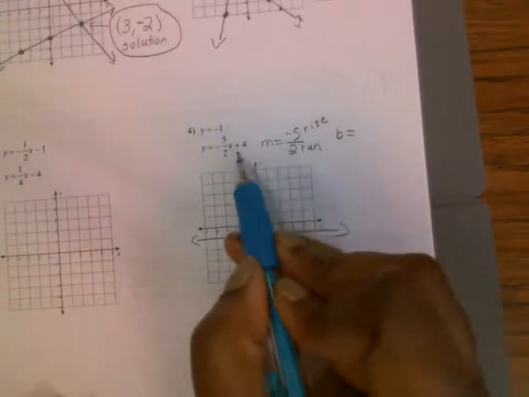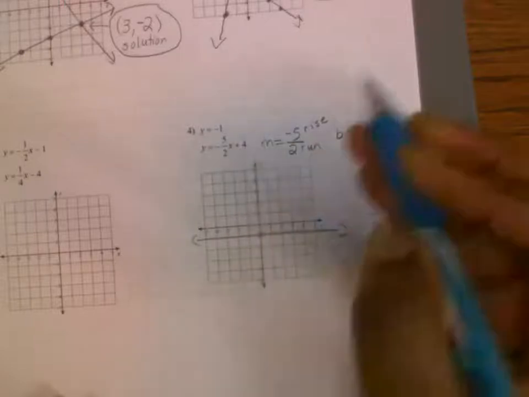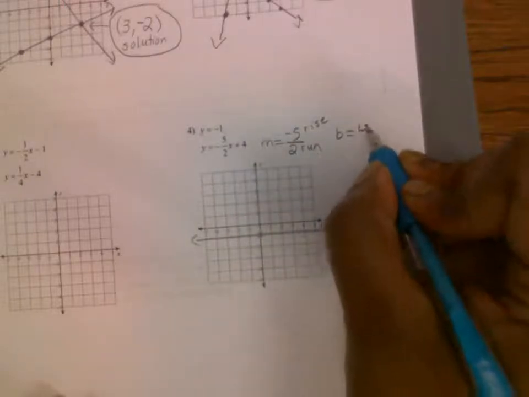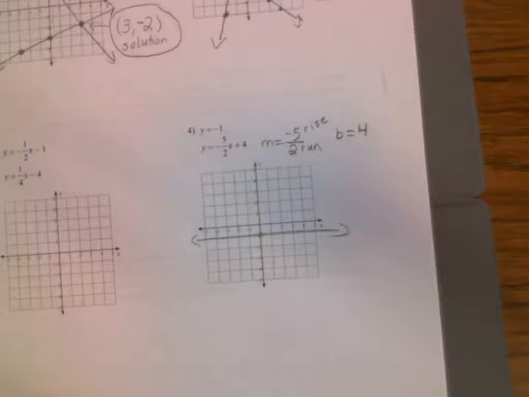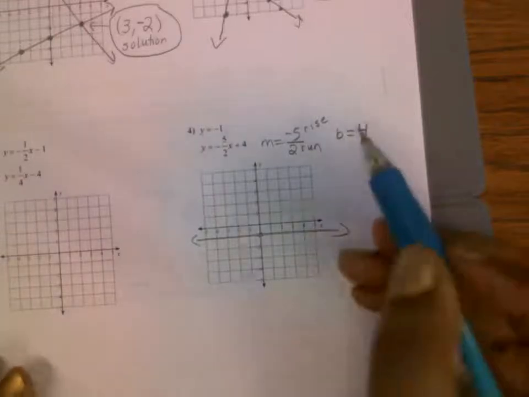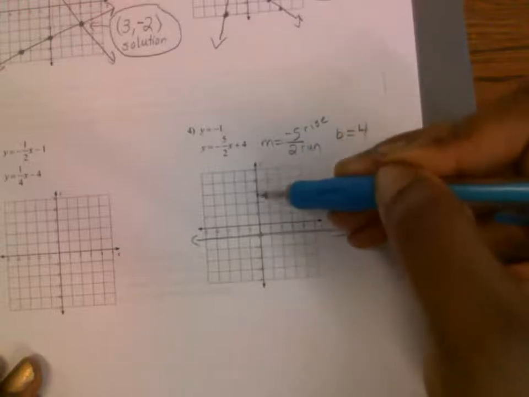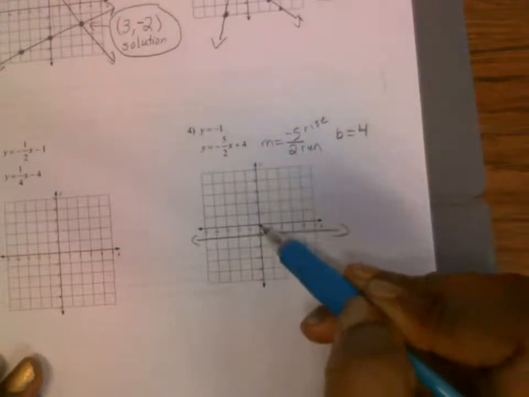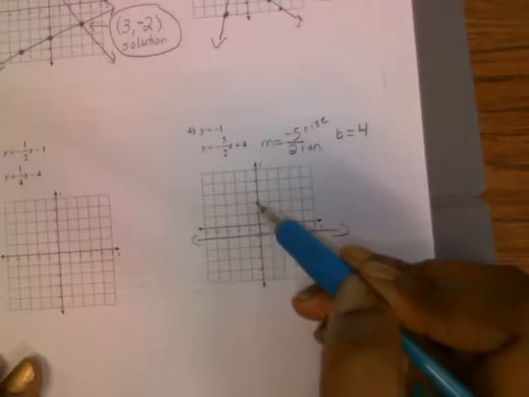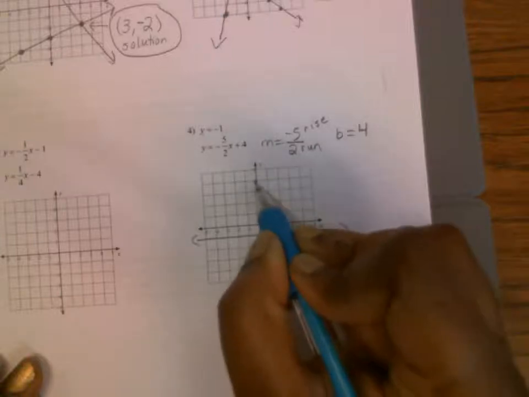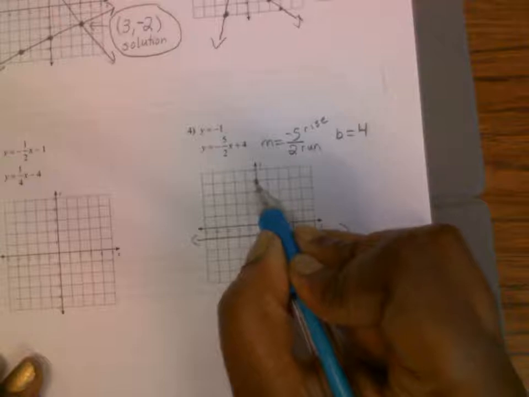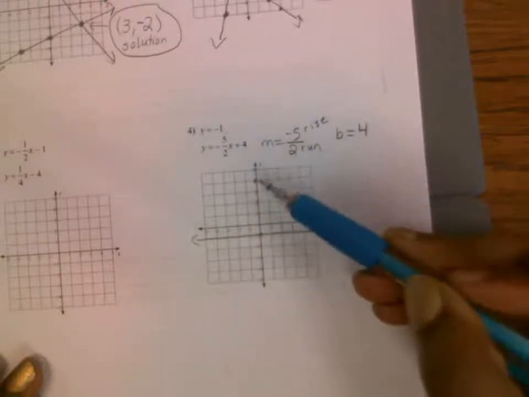Your b is going to be the number that has no variable attached to it, so that's going to be a +4. And if I'm moving too fast, just let me know, okay? Now I'm going to find 4 on the y-axis. So 4 on the y-axis is 4 up from the origin. 1, 2, 3, 4. That's here. Okay, this is where I start.